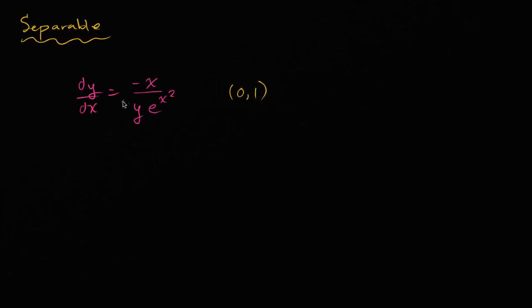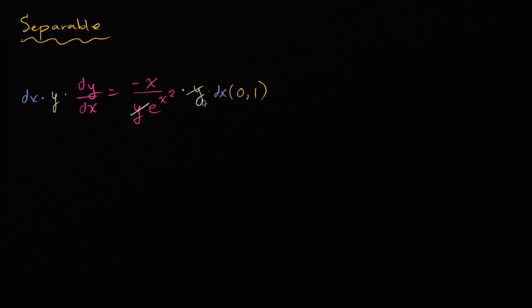So as I said, let's use a little bit of algebra to get all the y's and dy's on one side and all the x's and dx's on the other side. Let's say I want to get all the y's and dy's on the left-hand side and all the x's and dx's on the right-hand side. Well, I can multiply both sides times y. That has the effect of putting the y's on the left-hand side. And then I can multiply both sides times dx.